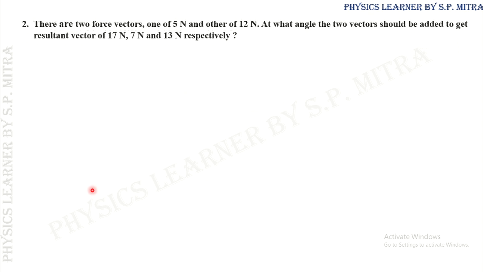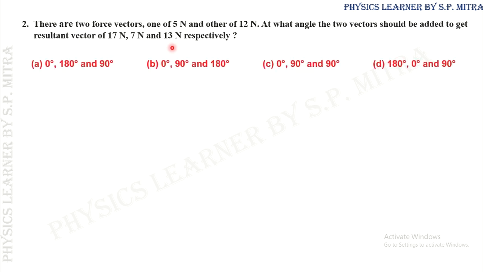In problem 2 it is given that there are two force vectors, one of 5 Newton and the other of 12 Newton. At what angle should the two vectors be added to get a resultant vector of 17 Newton, 7 Newton and 13 Newton respectively? Here are the options for you.